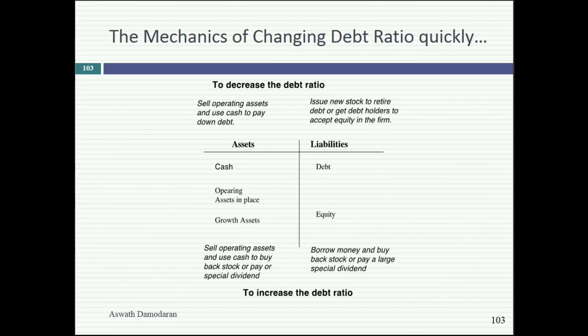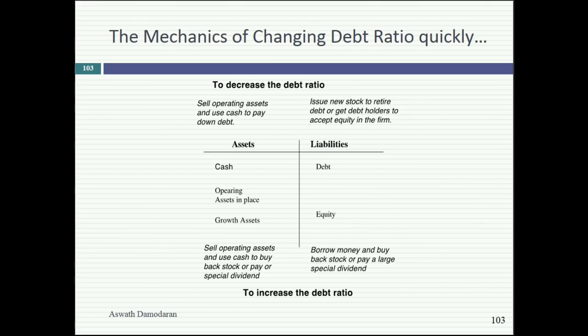If you want to decrease the debt ratio quickly, then you sell assets and use the cash to pay down debt, and you can already think about how difficult that can be. Or you can try to issue new equity and try to raise the equity, and that's just as difficult. And that's why it's so much better to have a too little debt problem rather than a too much debt problem.